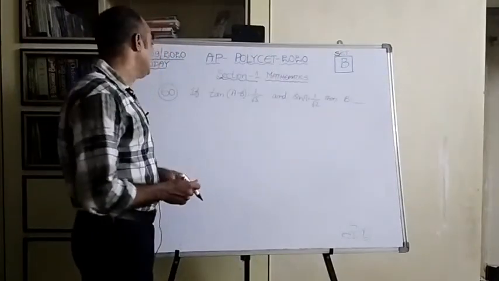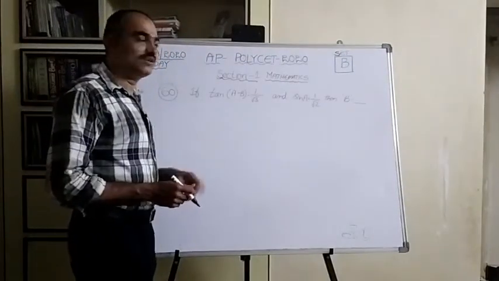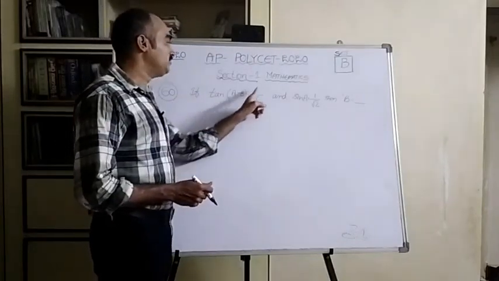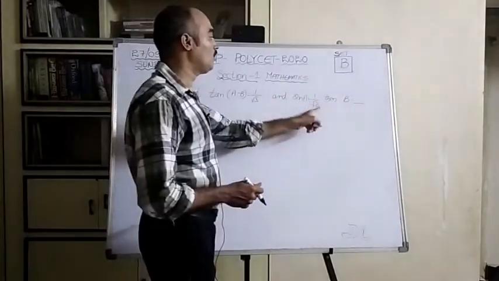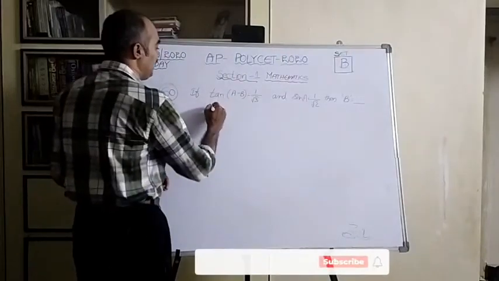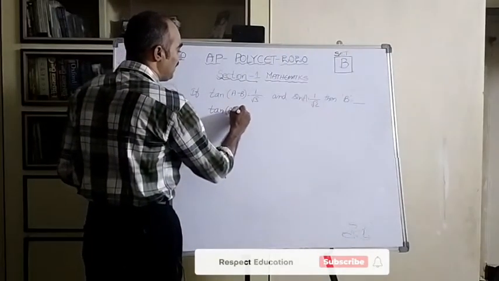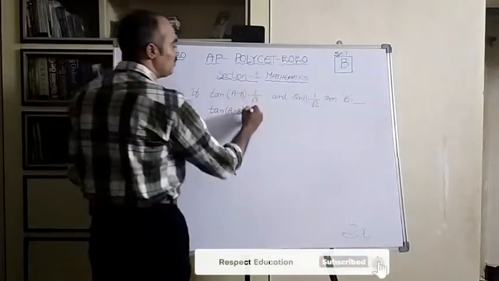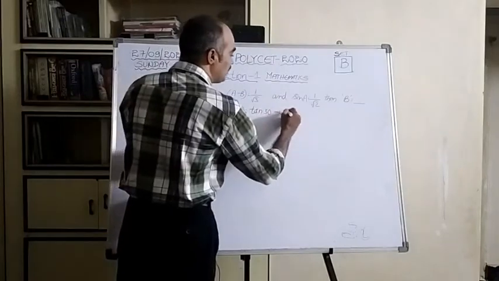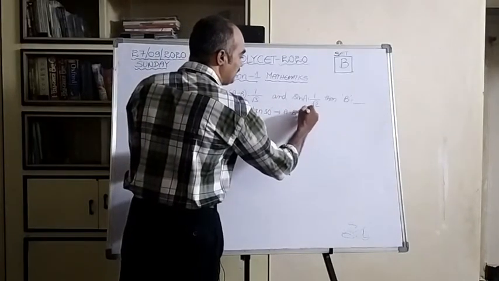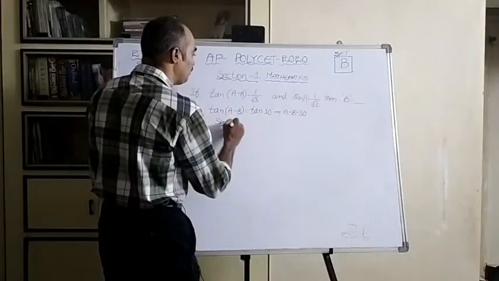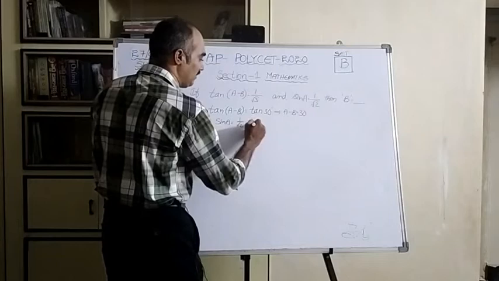Now let us see the next question, that is the 60th question. Of course, this is the last question from mathematics. If tan of a minus b equals 1 by root 3 and sin a equals 1 by root 2, then b equals dash. So here, tan of a minus b is equal to 1 by root 3, which is tan 30. So a minus b is equal to 30 degrees. In the same way, sin a is equal to 1 by root 2, and 1 by root 2 means sin 45.